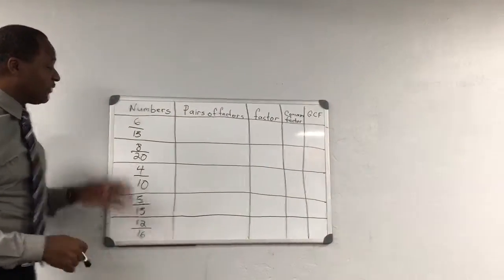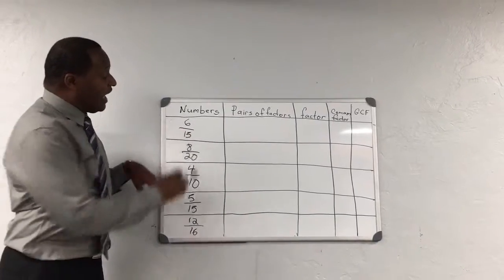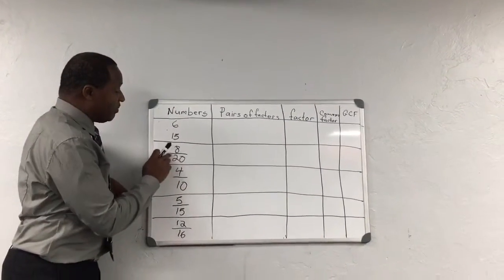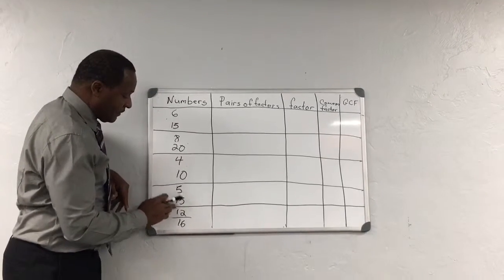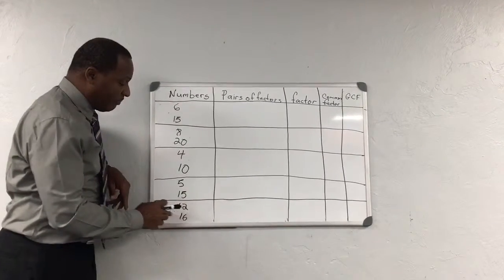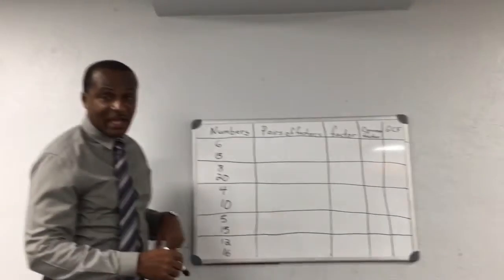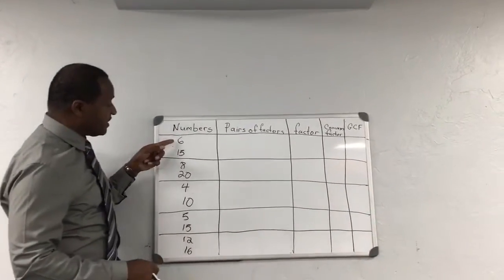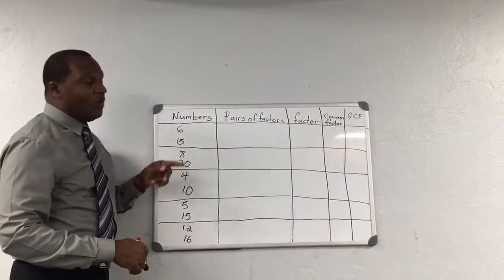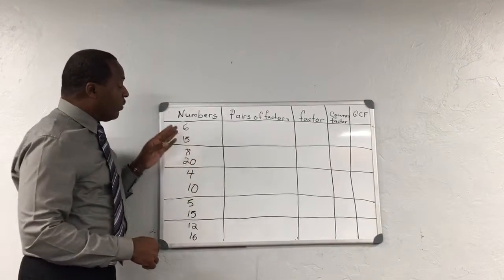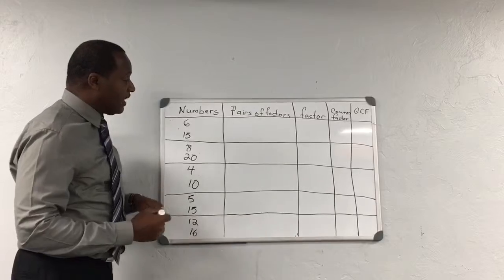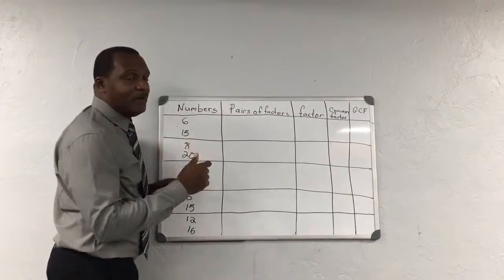Not yet. Okay, so first of all, we want to look at these two numbers here, 6 and 15. If you were in your textbook, when it comes to common factors, they wouldn't look like this; they would just look like this: 6 and 15. They want to know what is common between these two numbers. Now, let's talk about factors.